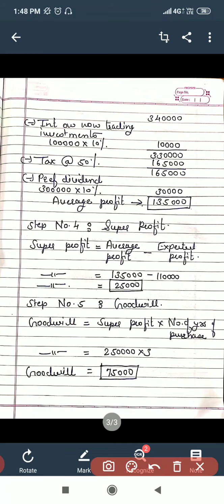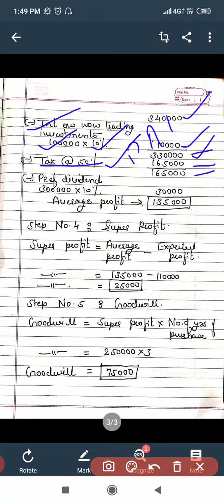So, to conclude our average profit: 3,40,000 minus the interest on non-trading investment. The investment is rupees 1 lakh, 10% is the rate of interest, so 10,000 is the interest which we are going to deduct from our average profit. 3,40,000 minus 10,000, how much are you getting? 3,30,000, minus 50% tax obligation. 3,30,000 into 50%, you get 1,65,000 as your tax liability. If you deduct this, you get 1,65,000 as profit after tax.